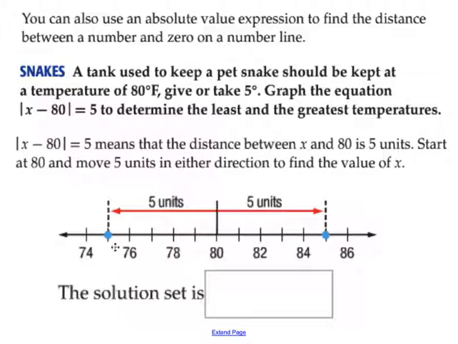So what values would be okay for the temperature of the tank? Well, if we go down 5, we're at 75. If we go up 5, we're at 85. So our solution set, we give these funny looking brackets here, is 75 to 85. On the lower end it's 75 and on the upper end it's 85. So anywhere in there would be acceptable.